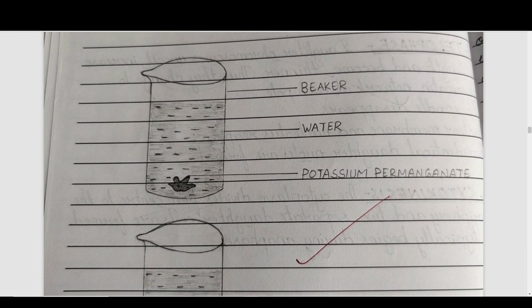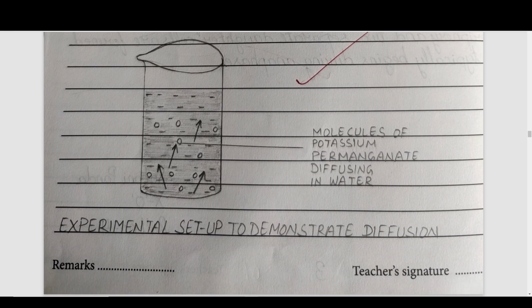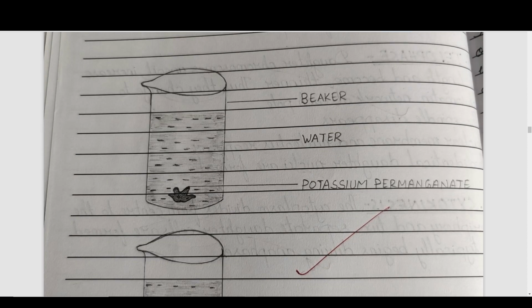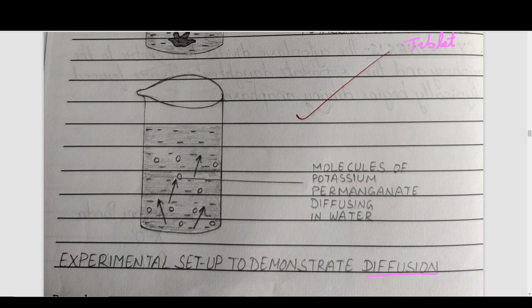This is the next experiment. Experiment number 2 is the demonstration of diffusion. The beaker, water is taken here. Potassium permanganate tablet is put in the first figure. Then the diffusion of the molecules of potassium permanganate is shown in the water. Water is the medium.